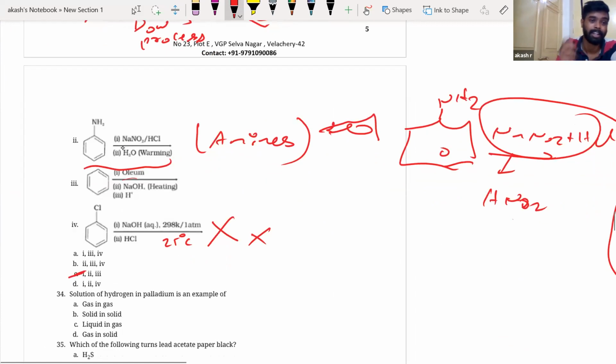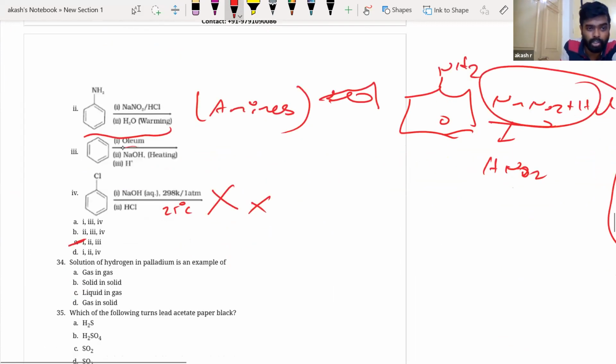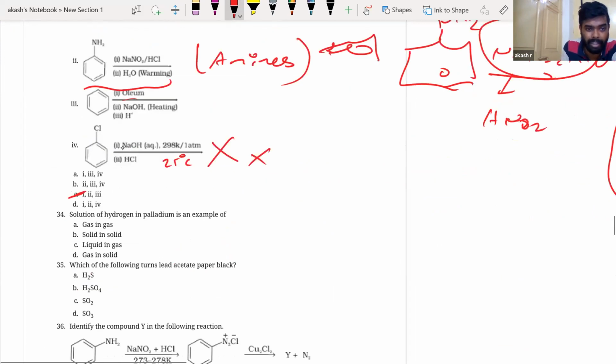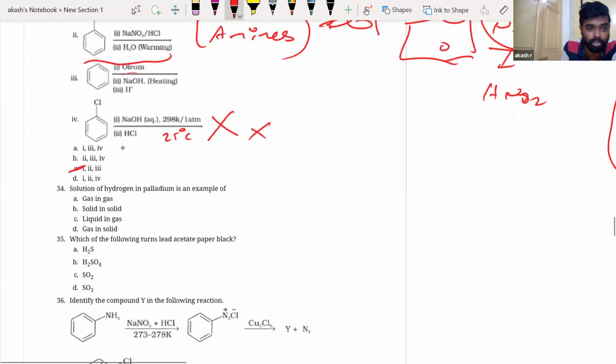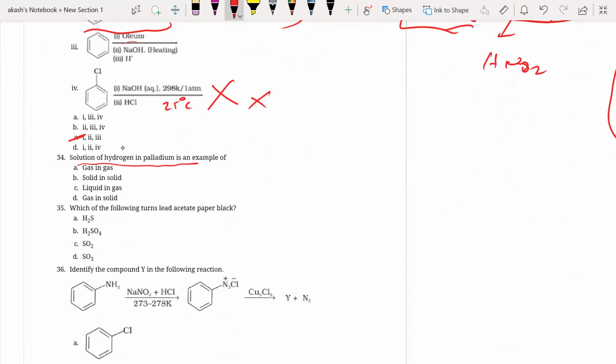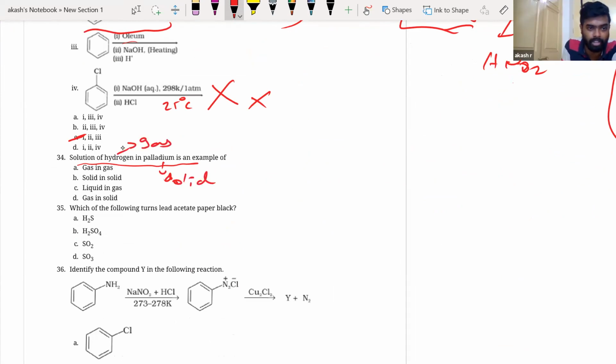Anyways, moving on. Hydrogen and palladium is an example of what kind of source? Gas in solution, solid in gas... it is a solution of gas in solid, right? I know palladium is a solid, and I know hydrogen is a gas. So gas in solid, option D is the answer.